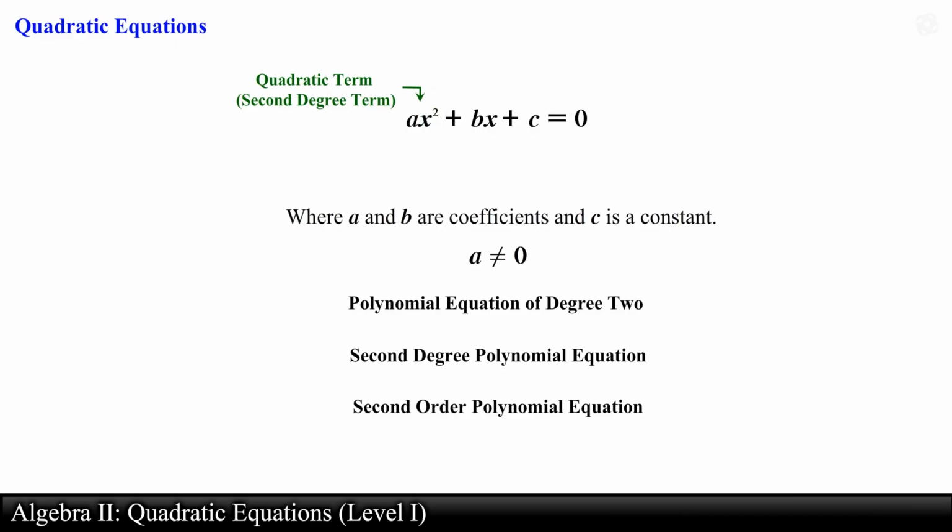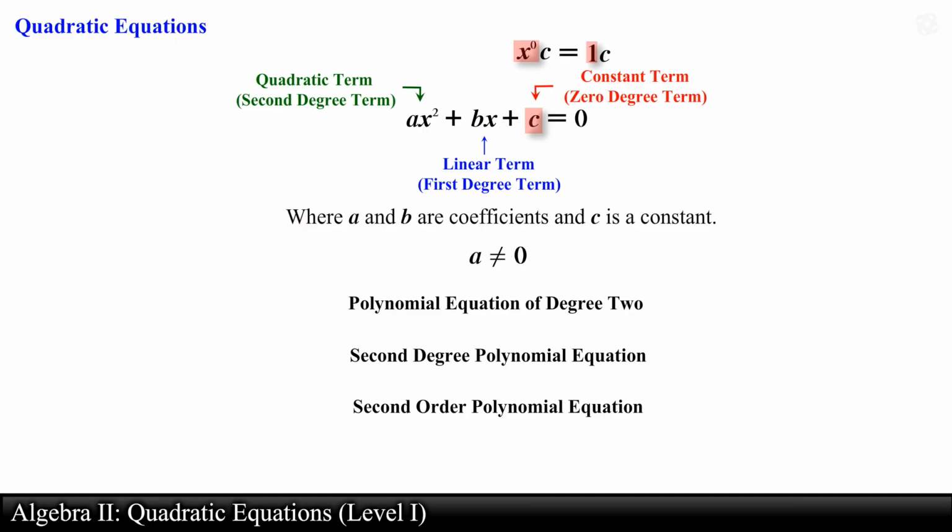In the same manner, the term bx is the linear term, or first-degree term, because the power on the variable x is equal to 1. Even though it's not explicitly shown, the variable is implied to be raised to the power of 1. And finally, the term c is a constant term, or the zero-degree term, because the power of the variable is equal to 0. This results in x raised to the power of 0, which is equal to 1, which is then multiplied by the constant c.